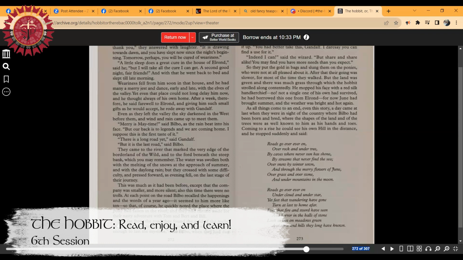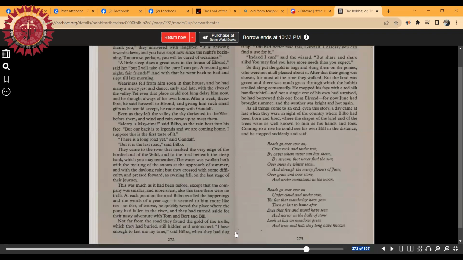Not far from the road, they found the gold of the trolls, which they had buried, still hidden and untouched. "I have enough to last me my time," said Bilbo, when they had dug it up. "You had better take this, Gandalf. I dare say you can find a use for it." "Indeed, I can," said the wizard. "But share and share alike. You might find you have more needs than you expect."